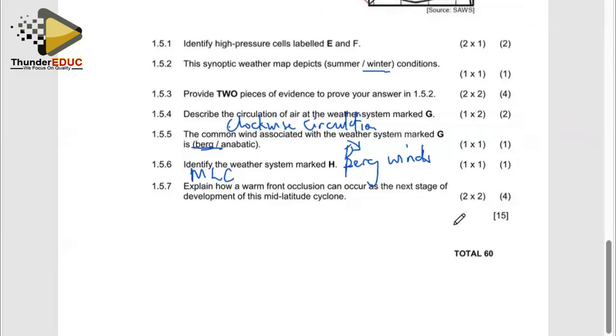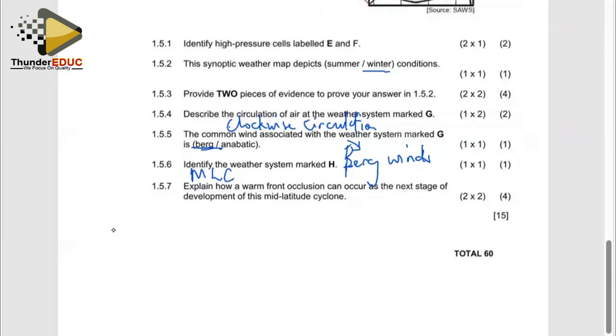Mid-latitude cyclone or a frontal depression. Then our last question, it says, explain how a warm front occlusion can occur as the next stage of development of this mid-latitude cyclone. Right, when I'm explaining a warm front occlusion, I'll just try to explain and try to simplify the occlusion.